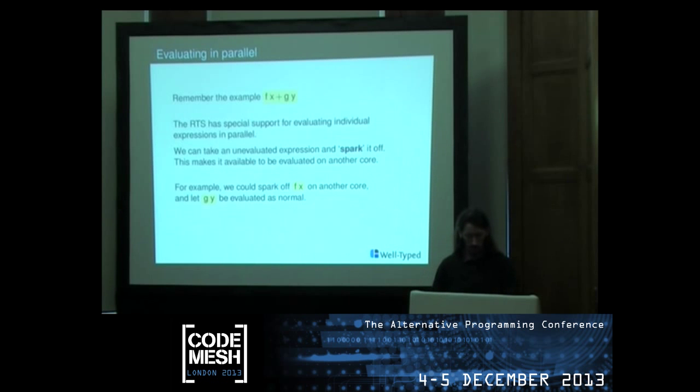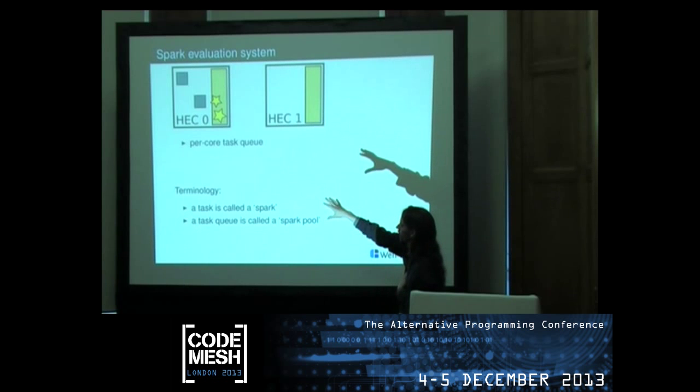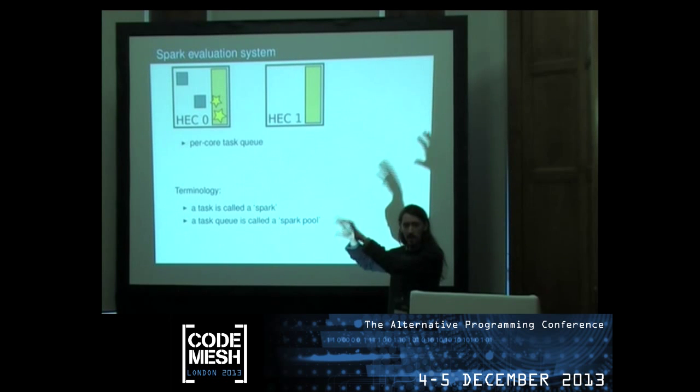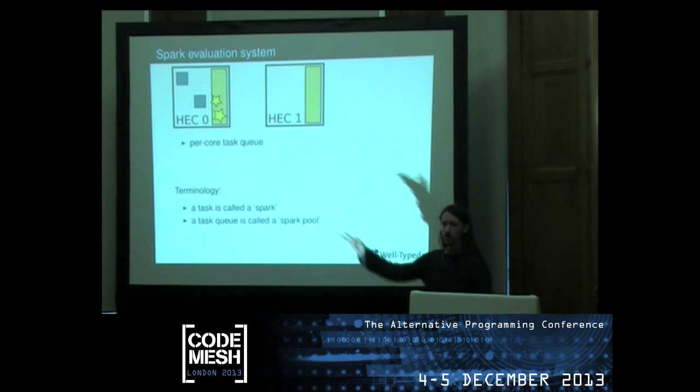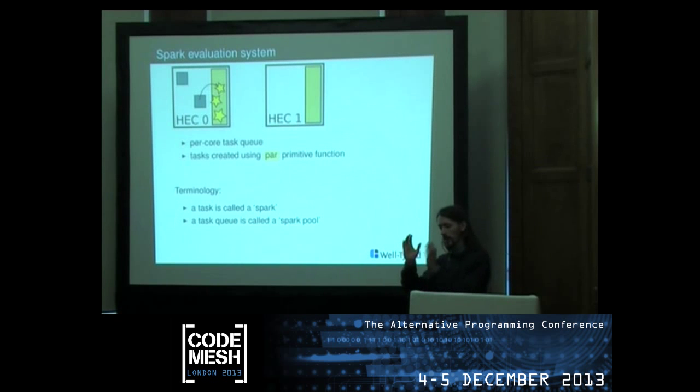So let's talk about this spark notion and how this is implemented. HEC just stands for Haskell execution context, but you can think of it as a core. So here we've got two cores. Those squares over there are threads running on those cores. So core 0 has got two threads running on it, and HEC 1's got nothing running on it at the moment. And then we've got this spark queue. So each core has a queue of these sparks or tasks. And tasks are created by already running threads using this primitive called par, which I'll come back to in a moment. But that takes an expression and says, spark that off. And so what that does is it sticks a new spark into the spark pool, or queue, in fact.